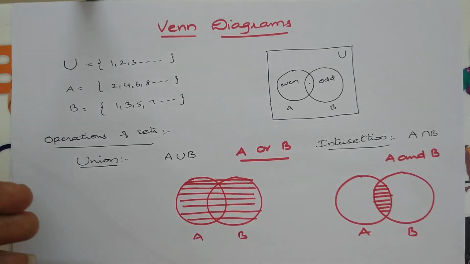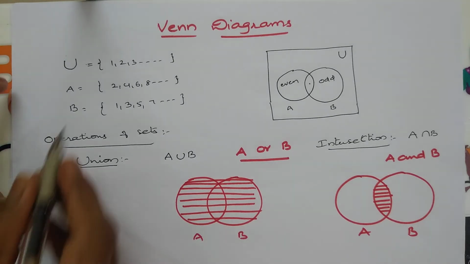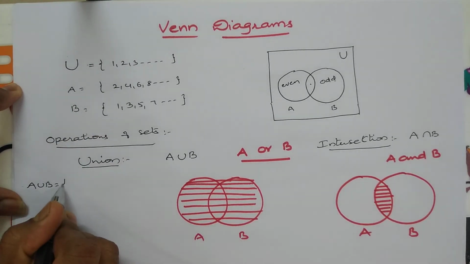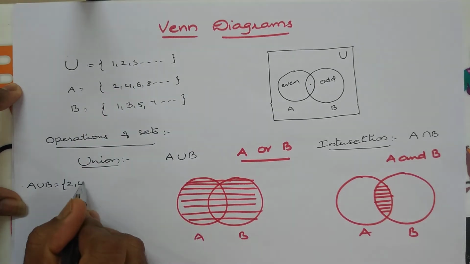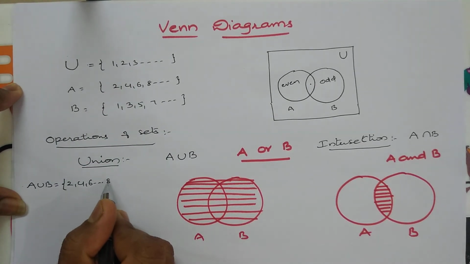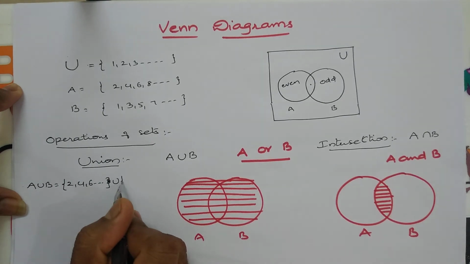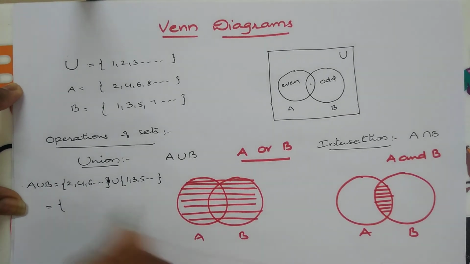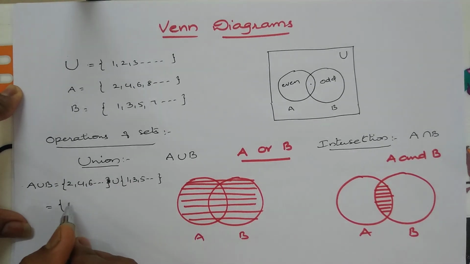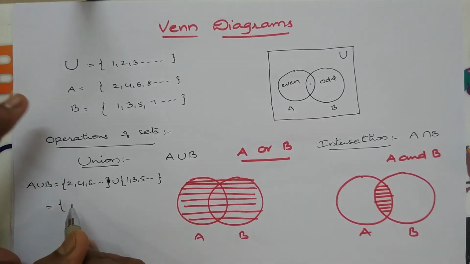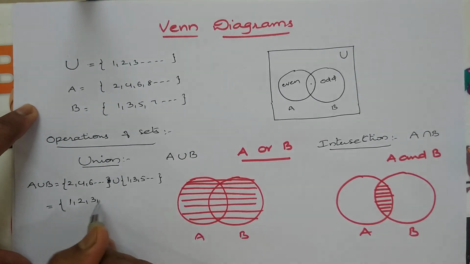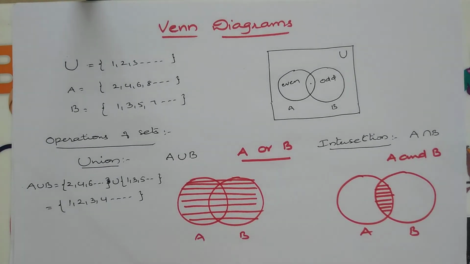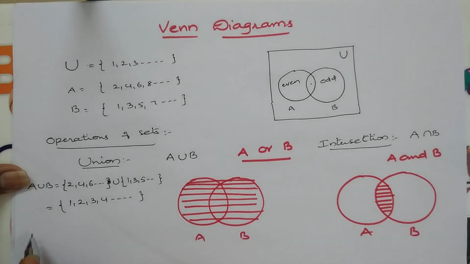Okay. Now, take the same example, and I am finding A union B. Even numbers 2, 4, 6, 8, and so on, union 1, 3, 5, and so on. Union means you write all the elements. All elements will come. If an element is common, you write it only one time. 1, 2, 3, 4, and so on. All the elements will come. That is A union B.